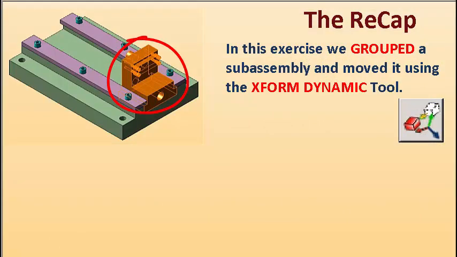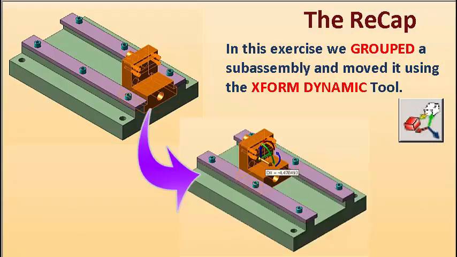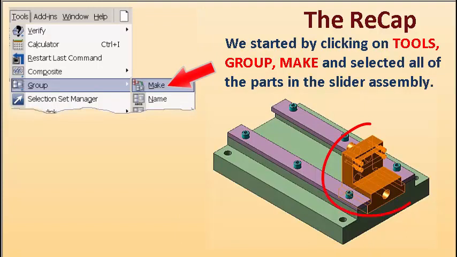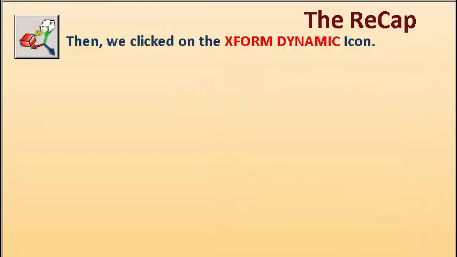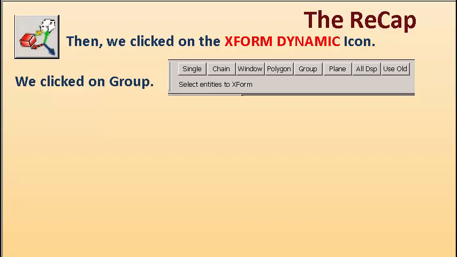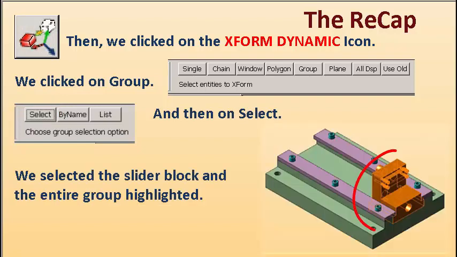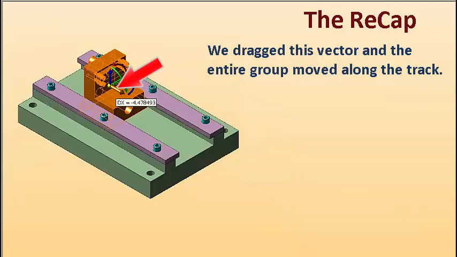In this exercise, we grouped the subassembly and moved it using the X-Form Dynamic tool. We started by clicking on Tools, Group, Make, and selected all of the parts in the slider assembly. Then we clicked on the X-Form Dynamic icon. We clicked on Group, and then on Select. We selected the slider block, and the entire group highlighted. We dragged this vector, and the entire group moved along the track.